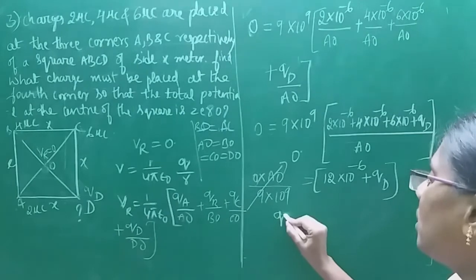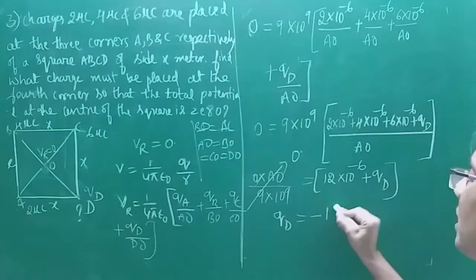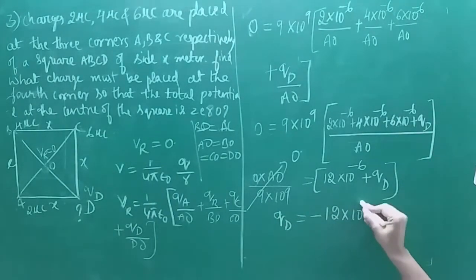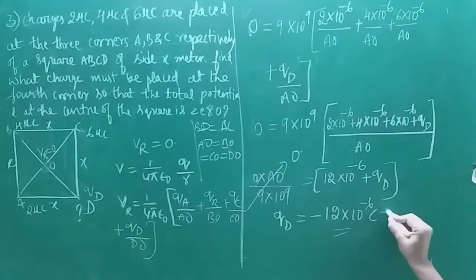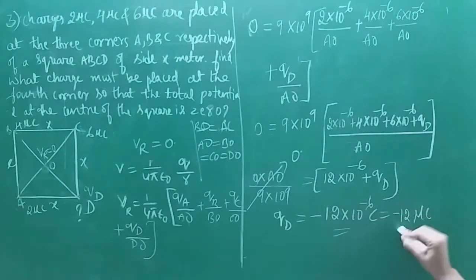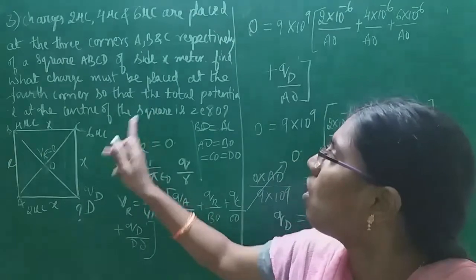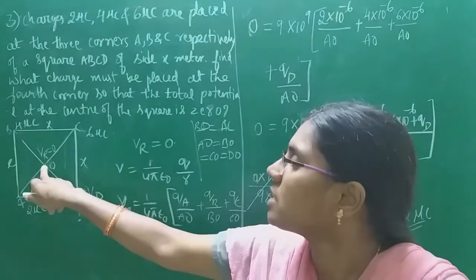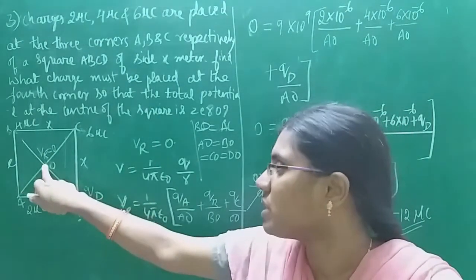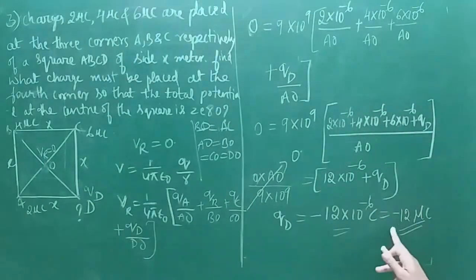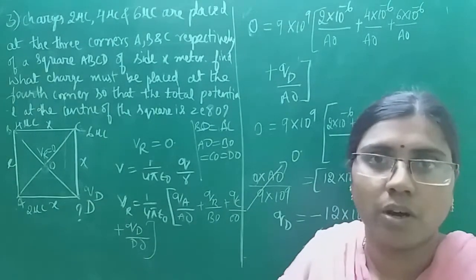So we get QD is equal to minus 12 into 10 to the power of minus 6 coulomb, which is nothing but minus 12, 10 power minus 6 means micro. So minus 12 microcoulomb. That means the charge that is placed at the fourth corner in order to make the resultant potential at the center of the square 0 is nothing but minus 12 microcoulomb.